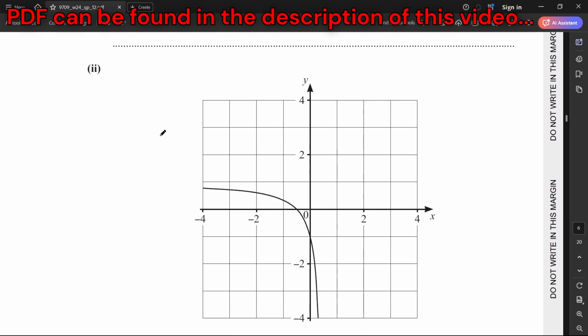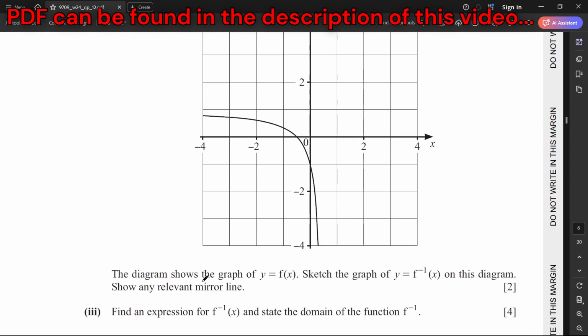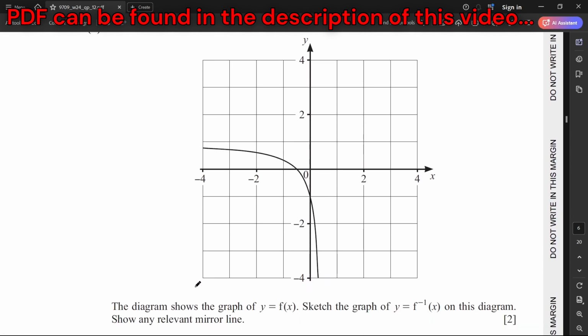Then for the second part, the diagram shows the graph of y is equal to f of x. Sketch the graph of the inverse function on this diagram. Show any relevant mirror line. So to sketch an inverse function of any function, we know that it's a reflection in the line y is equal to x. So I'll first draw the y is equal to x line. I don't have a ruler right now, so it's going to be a bit slow, but please go ahead and use rulers, and that is how it is going to look.